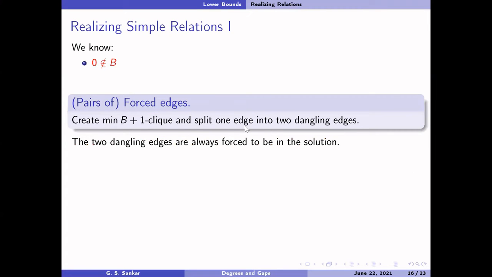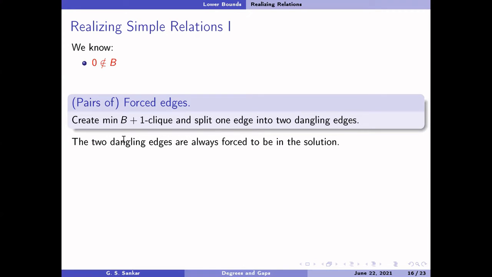So the first one, or a forced edge, can be realized in a simple way. Remember, in the decision version of the problem, we are assuming that 0 is not in the set B. Because if it was, then there's the trivial solution, which is the empty graph. We don't want that. So since 0 is not in the set B, that means that in any solution, there is a minimum degree for a vertex. That's what we'll use here, basically.